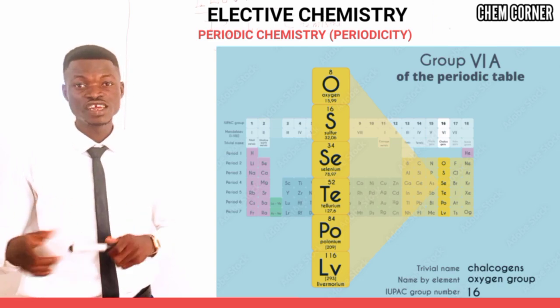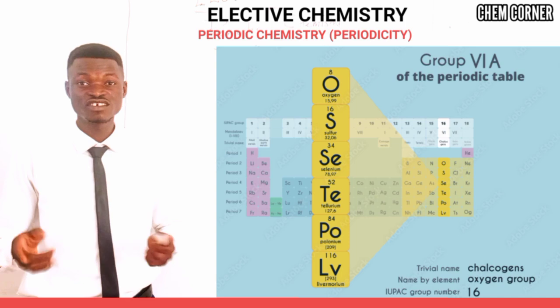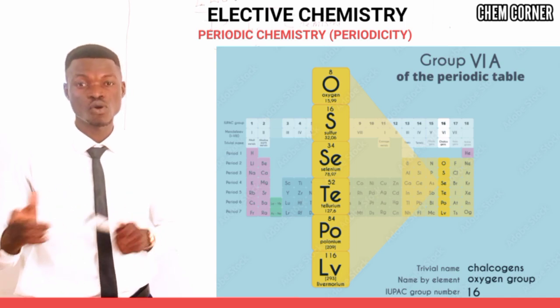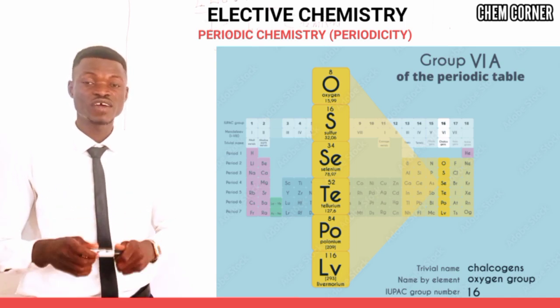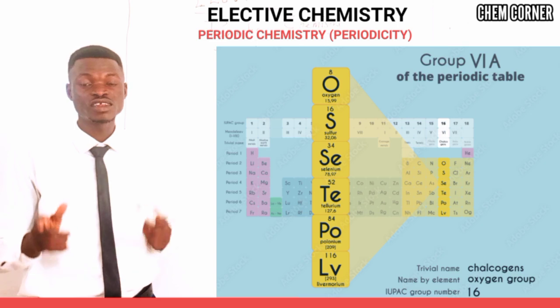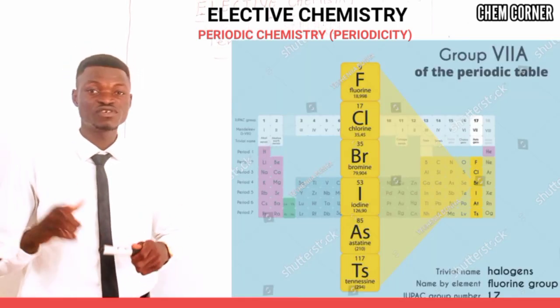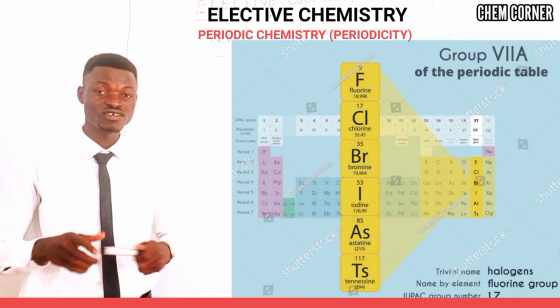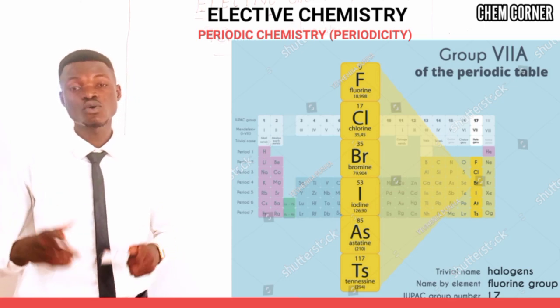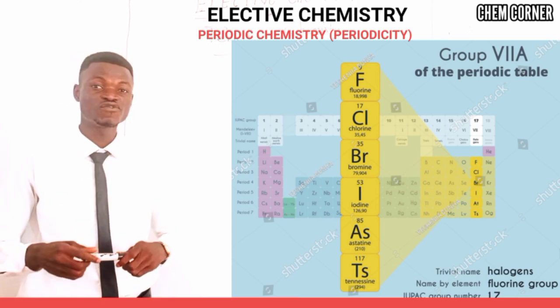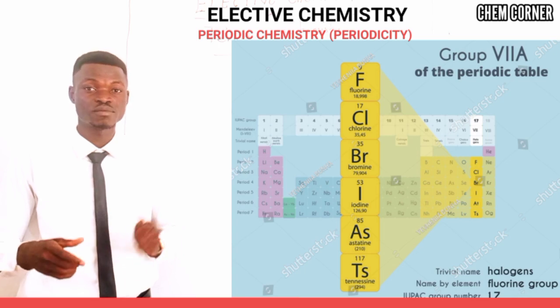They have a unique name called the chalcogens. Chalcogens because they are formers of copper ore, meaning anytime you find the ores of copper, they are always in a compound form with this particular ore. We have what we call the group 7, also known as the halogens. These group 7 elements are called halogens because they always form salt when they combine with other metals.